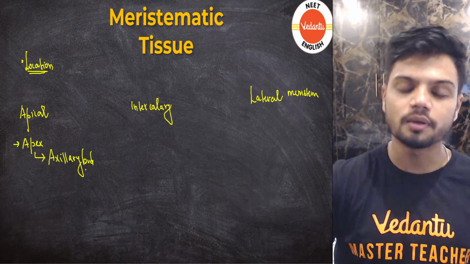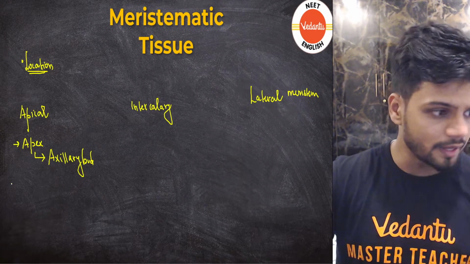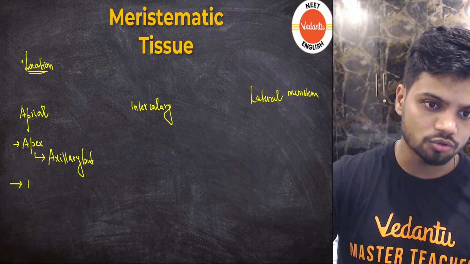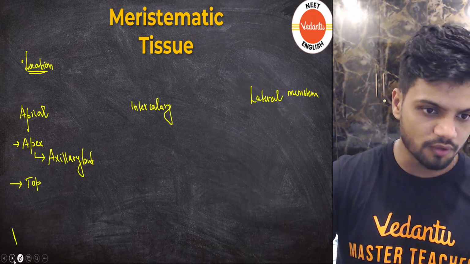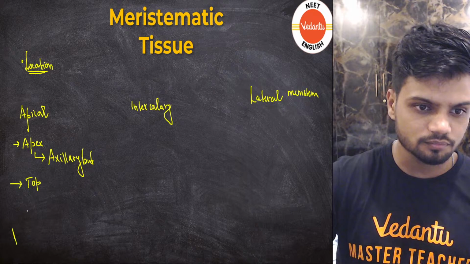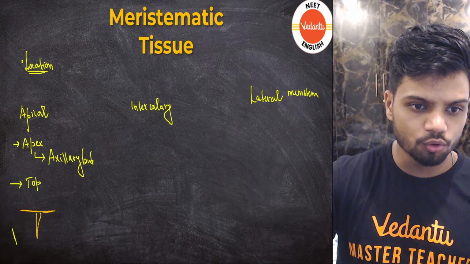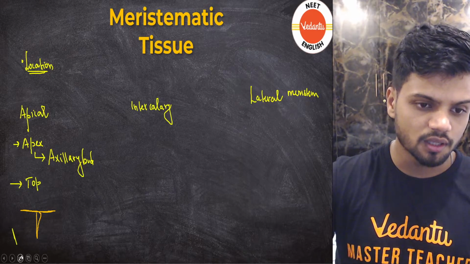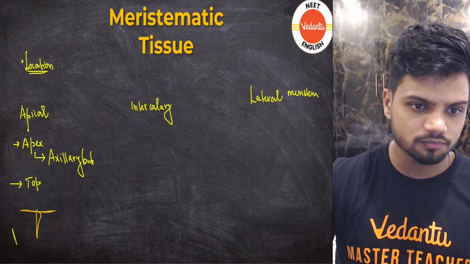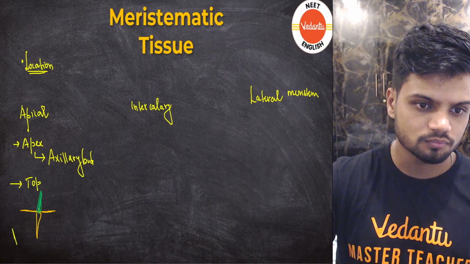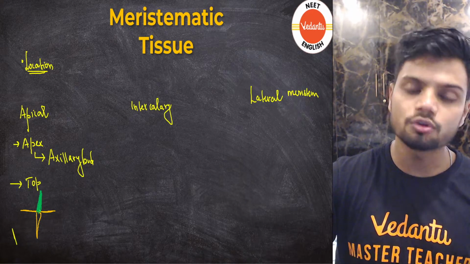Now it is present at top, I told you top or apex. For example, if this is a seed, if this is soil, here we have root. Root is growing in the soil. And on the top we have the shoot growing. We have shoot on the top and root on the bottom.